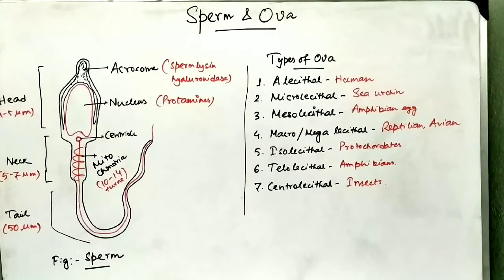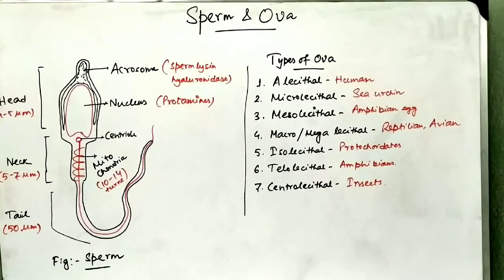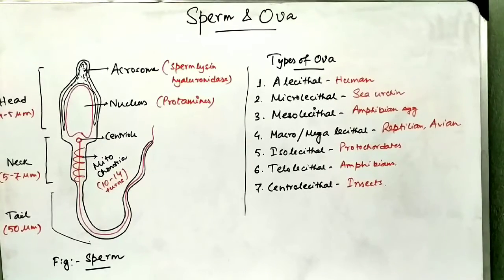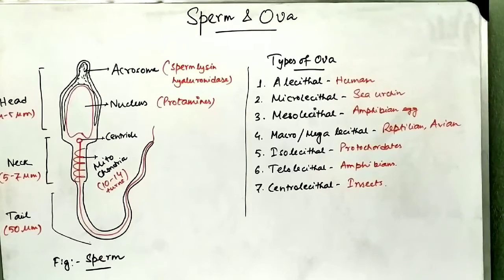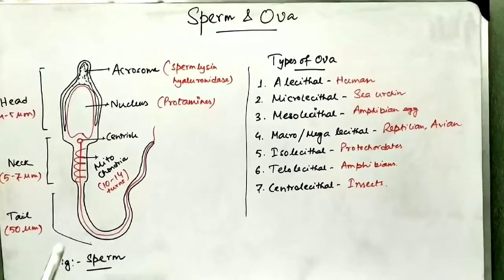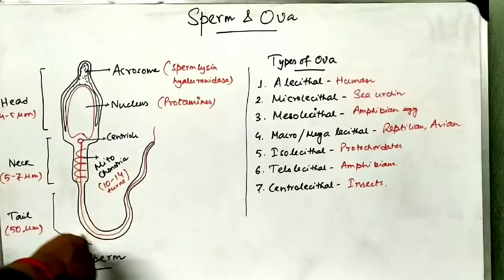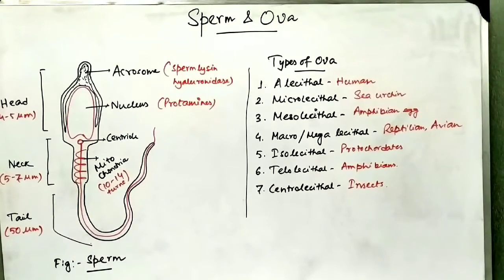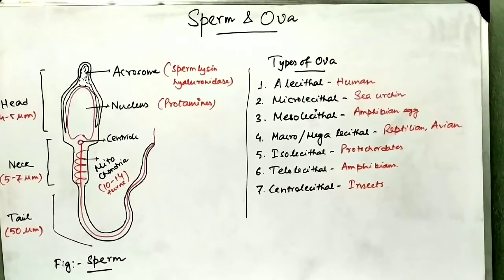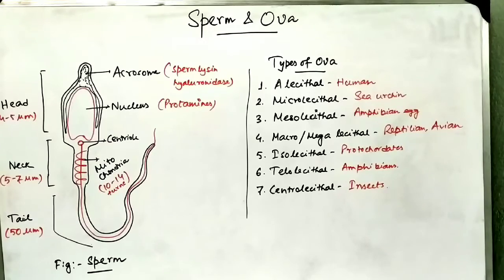So sperm have to move up to the ampulla, and the energy is supplied by mitochondria, and the movement occurs by this tail or this flagella. So sperm can be divided into these three regions.